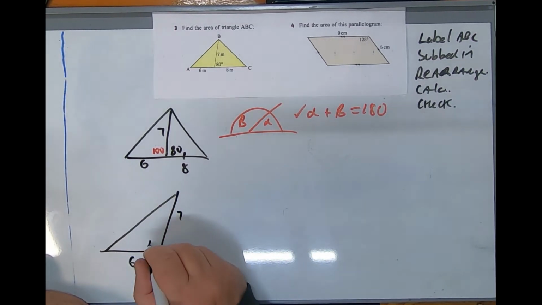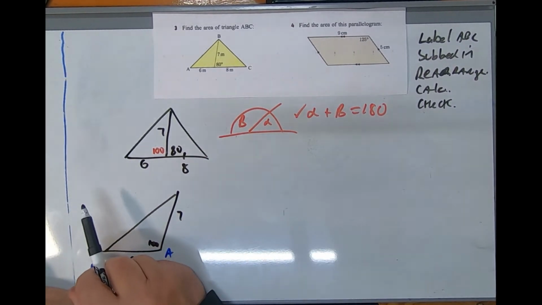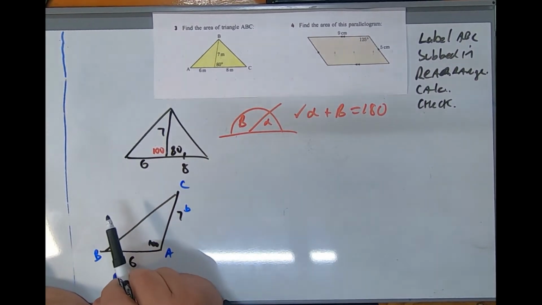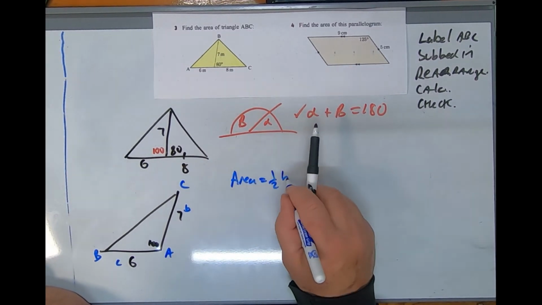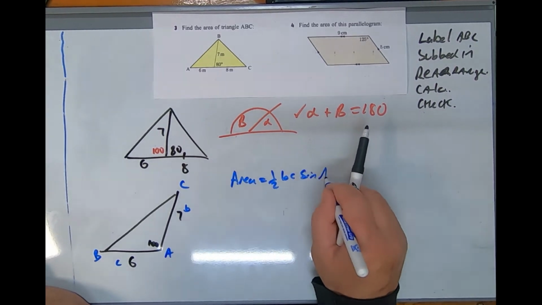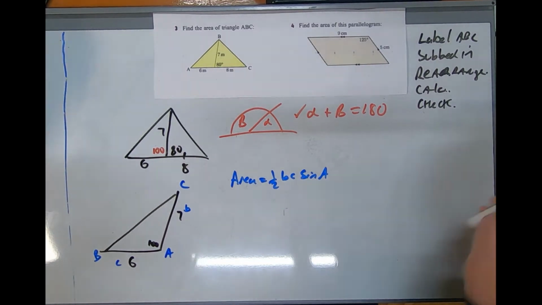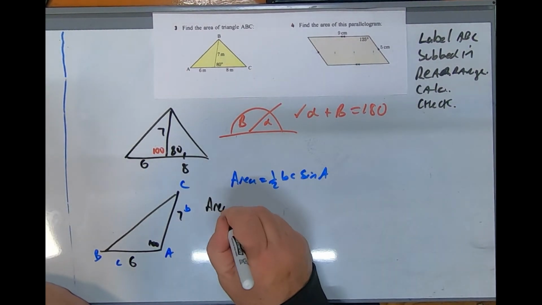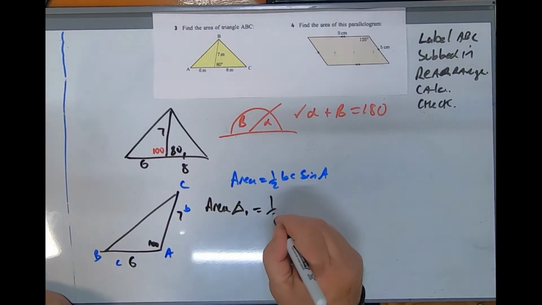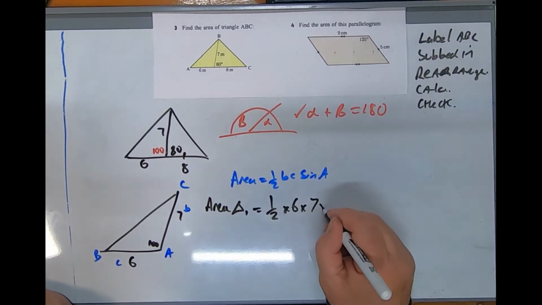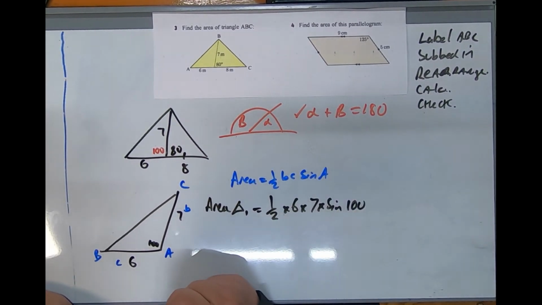7, 6, 100. A, B, little b, C, little c. Area equals a half bc sin A. Okay, so for this question, the area of triangle 1, the first triangle, equals 1/2 times 6 times 7 times sin 100. That's what that's supposed to say.